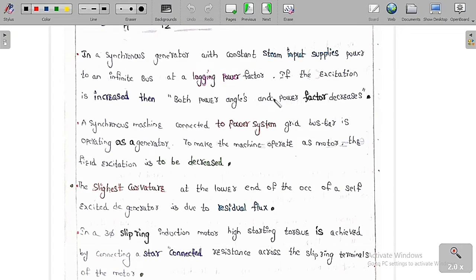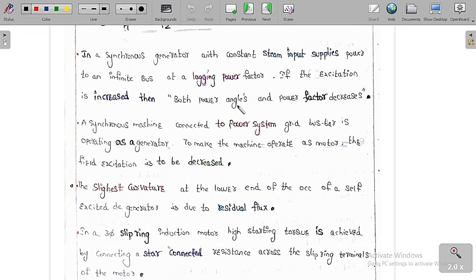So now if excitation is increased, what is going to happen? Basically, initially it is a lagging power factor. If the excitation is increased, then what is going to happen? Ef into sin delta is always constant.